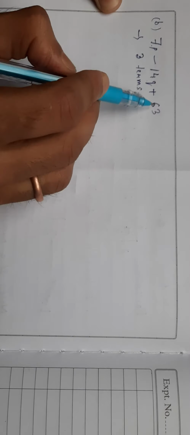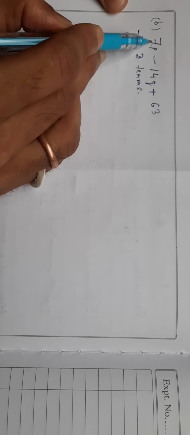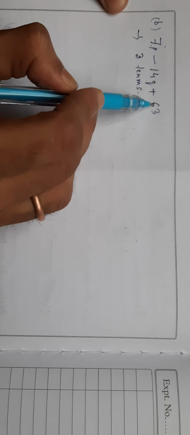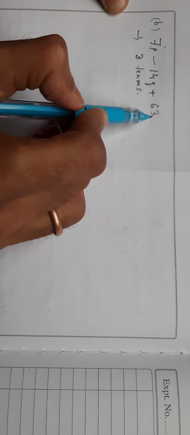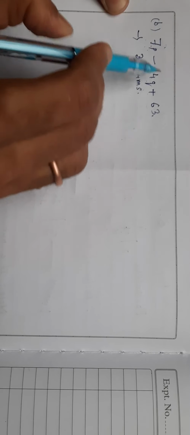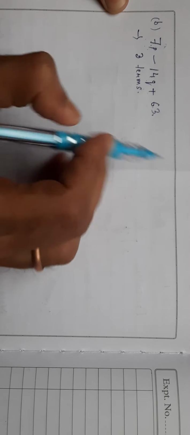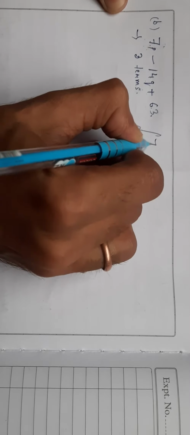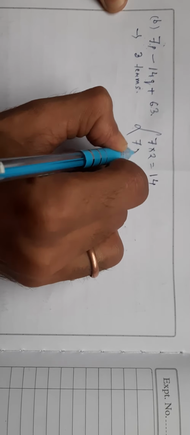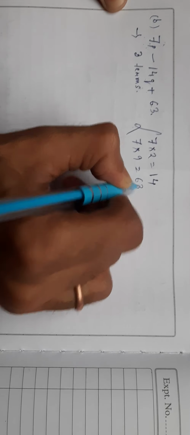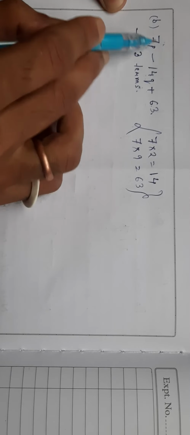Now out of these 3 terms, we have to look for common numbers. Here is the number 7, here is 14, here is 63. Next we have the variables p and q, and in the last term there is no variable. That means there is nothing common among the variables. So we'll look for the integer number: 7, 14 and 63. Now here we know 7 into 2 is 14, 7 into 9 is 63. That means I have got 7 common in all the 3 terms.